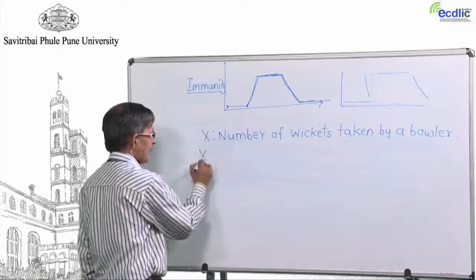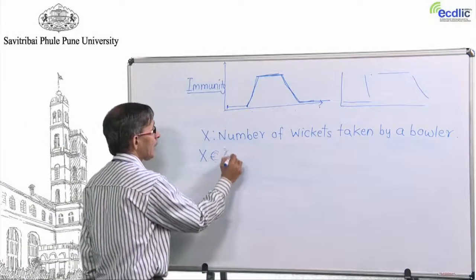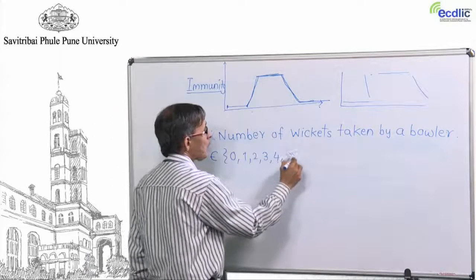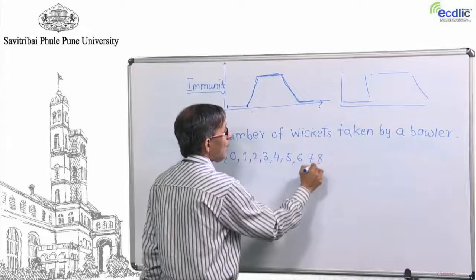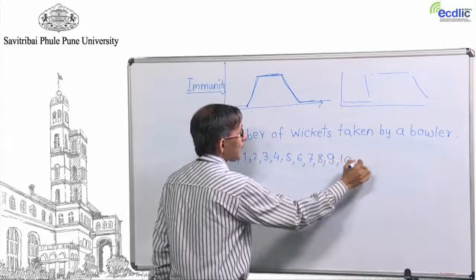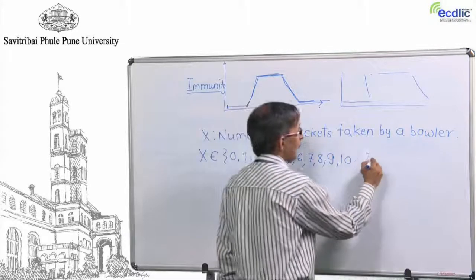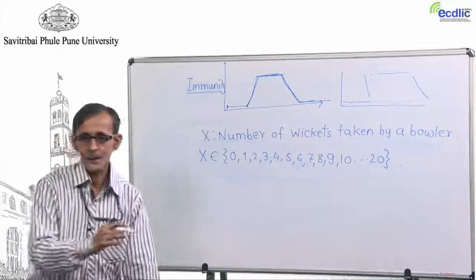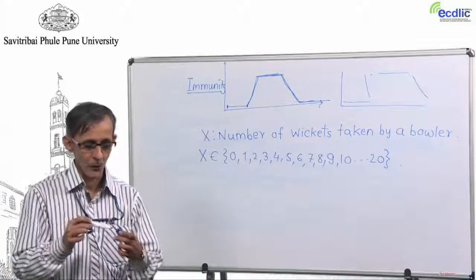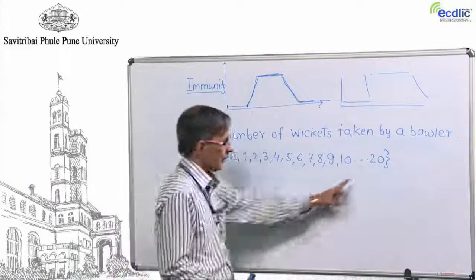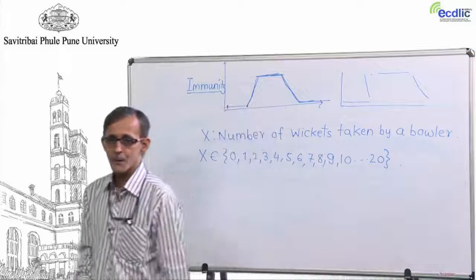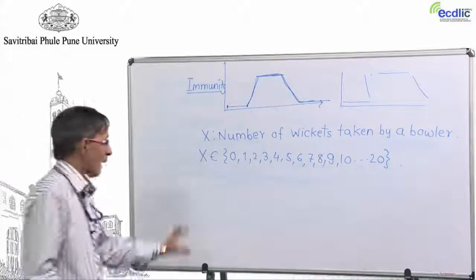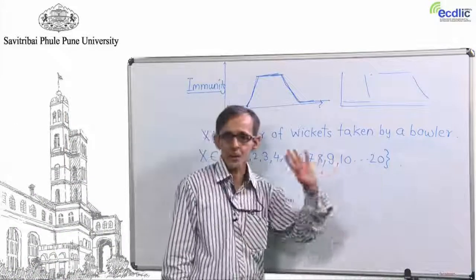This will be x, which can take a value in the set 0, 1, 2, 3, 4, 5, 6, and it will go up to obviously 20, the extreme case: in both innings, all 10 wickets have been taken. We all know that the maximum number achieved so far is 19, not 20. Jim Laker took 19 wickets against Australia, but the maximum possible value is 20.